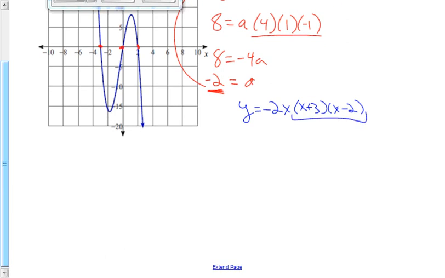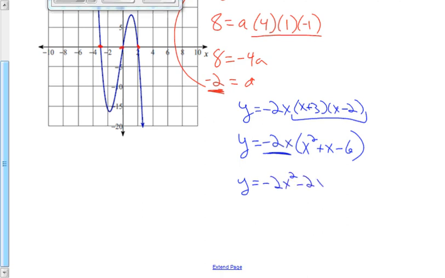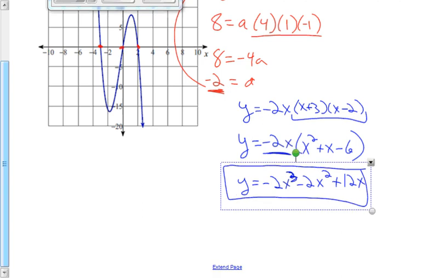I'm going to start with the two binomials. So if we do all the loops, do all the distribution, we're going to get x squared plus x minus 6. And then I can distribute this through that. So it's going to be negative 2x cubed minus 2x squared plus 12x. And there we go. So this here would be our standard form, which is equivalent to the factored form.